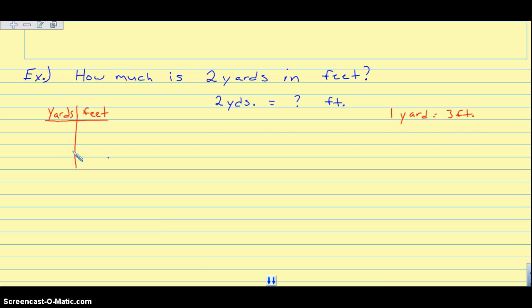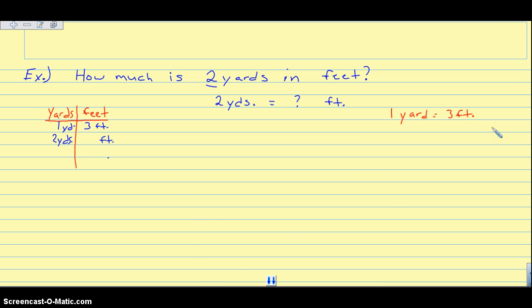Now what do we know so far? I know that 1 yard equals 3 feet. Okay, so here's 1 yard and it equals 3 feet. Let me go ahead and write in my units. But like our question says, we want to know how much is 2 yards. So I'm going to fill in 2 yards. And how many feet would that be?